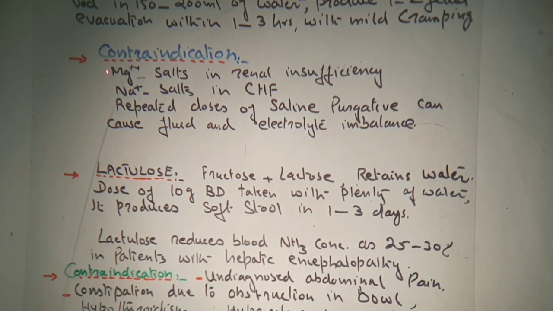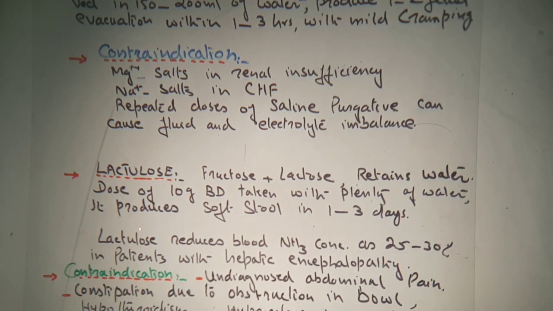On the other hand, the sodium potassium exchange also affects the conduction of the impulses in the heart, and they may cause arrhythmia or any other kind of heart problem. Now repeated doses of saline purgative can cause fluid and electrolyte imbalance, right?